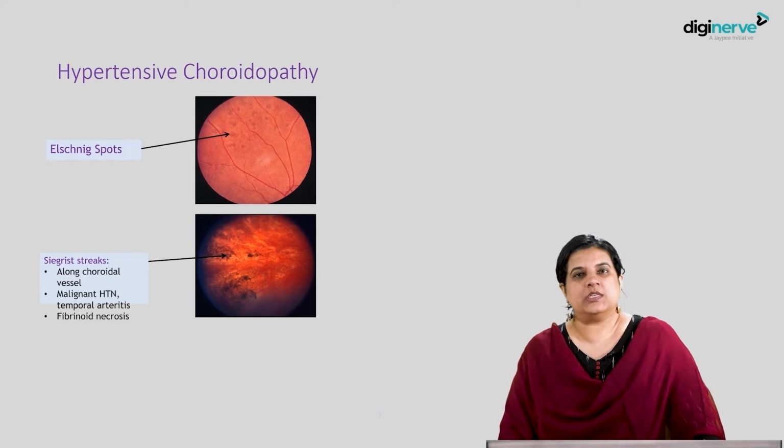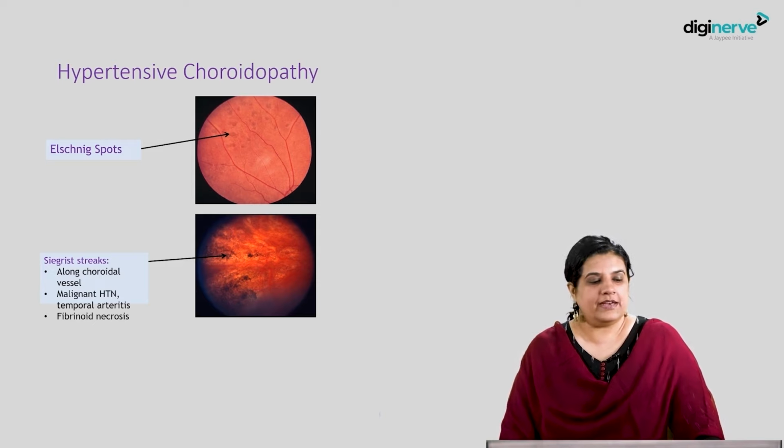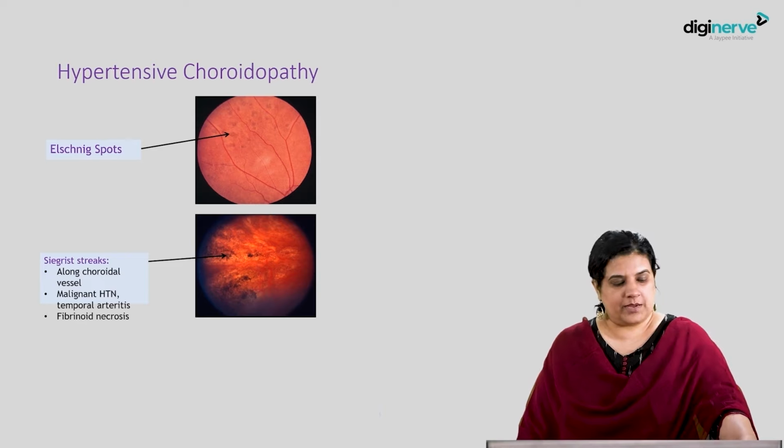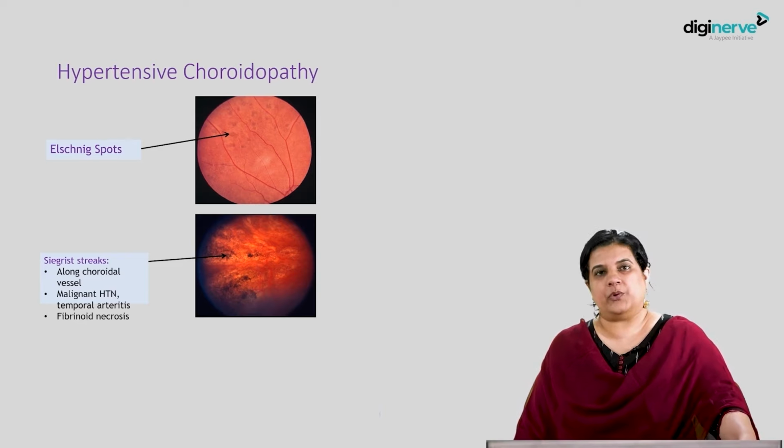If the changes are progressive and severe, then in a patient with hypertension there can be a finding called Elschnig spots, which are hyperpigmentary clumped-up deposits seen under the retinal vasculature. So, deeper in the choroid, you can have these changes. Siegrist streaks are also seen in hypertensive choroidopathy. In this, there are dark pigmentary clumps arranged linearly along blood vessels. It is usually seen in patients with malignant hypertension and suggests fibrinoid necrosis.